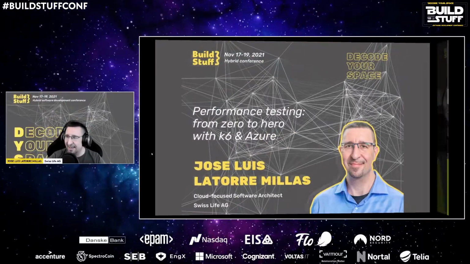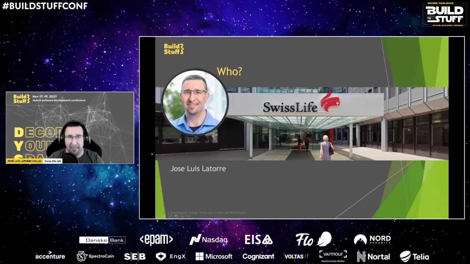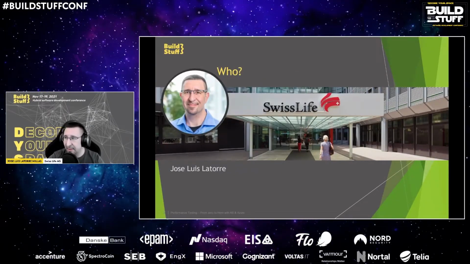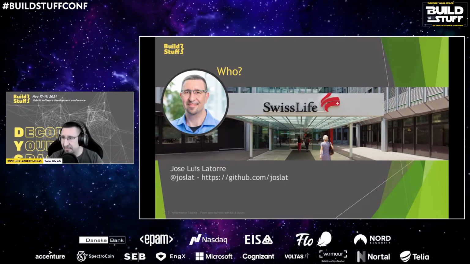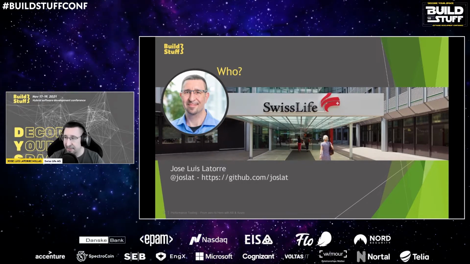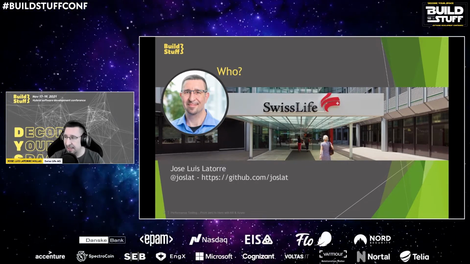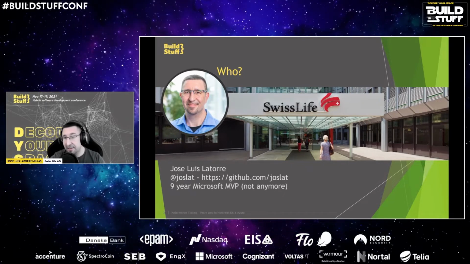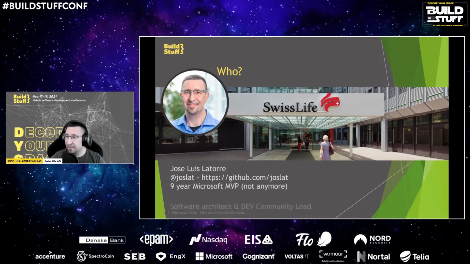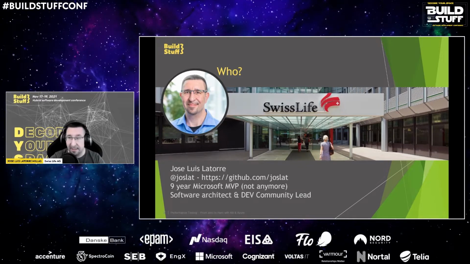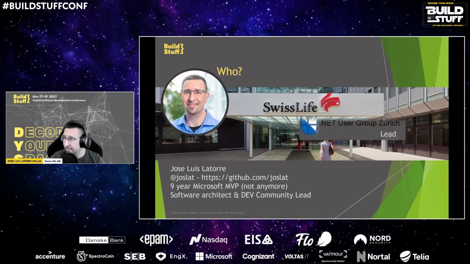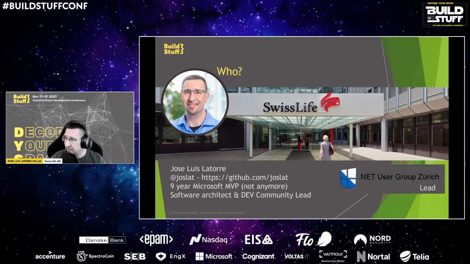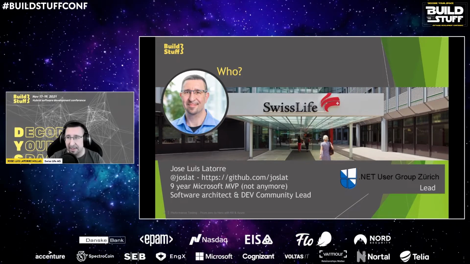Thank you, Bill. So hello, everybody. Let's go ahead. Who I am and why should you listen to me? My name is Jose Luis Latorre. My ID on Twitter is GOSLAT, which comes from the first and last name, and my GitHub is essentially the same, GOSLAT. I've been a 9-year Microsoft MVP, I'm not anymore at this moment. I'm a software architect, community lead, and also pushing forward everything about performance testing at Swiss Life at the moment. Also, I'm leading a small user group in Zurich, where I'm having fun.